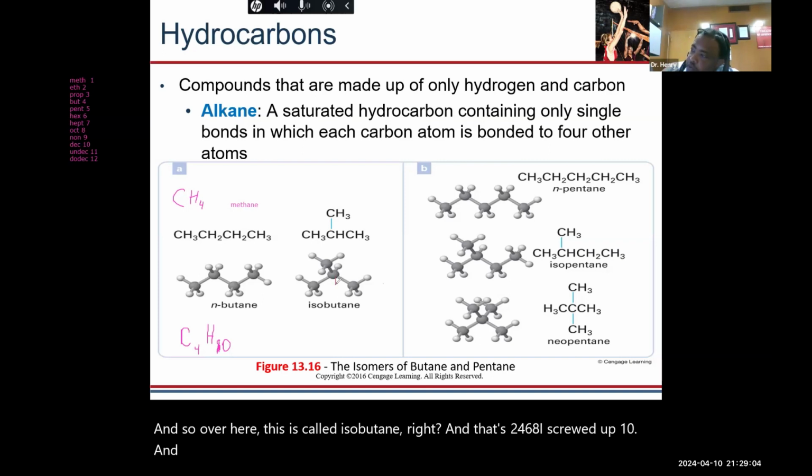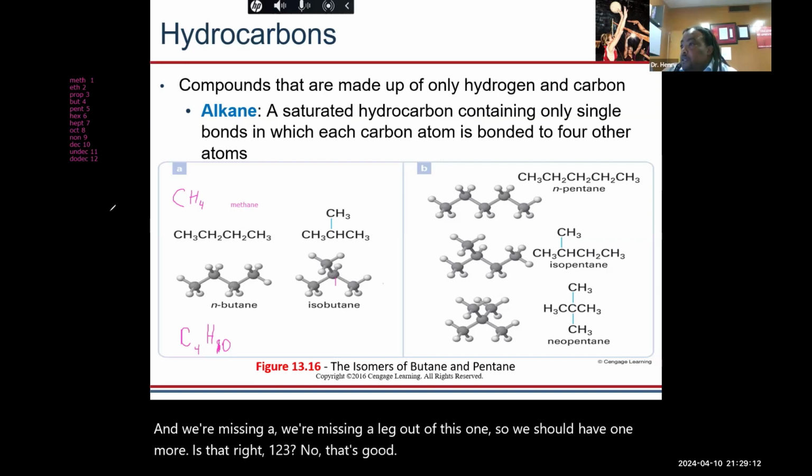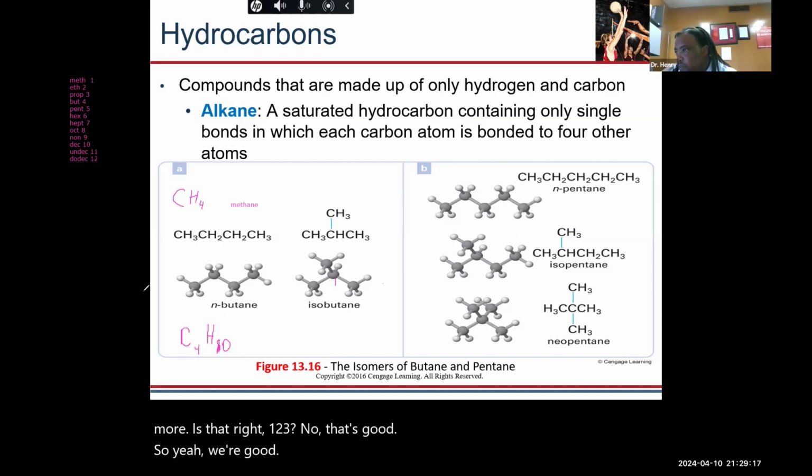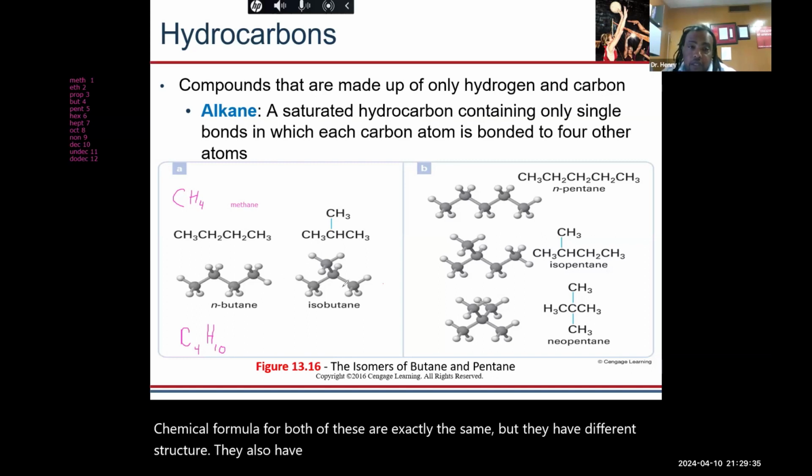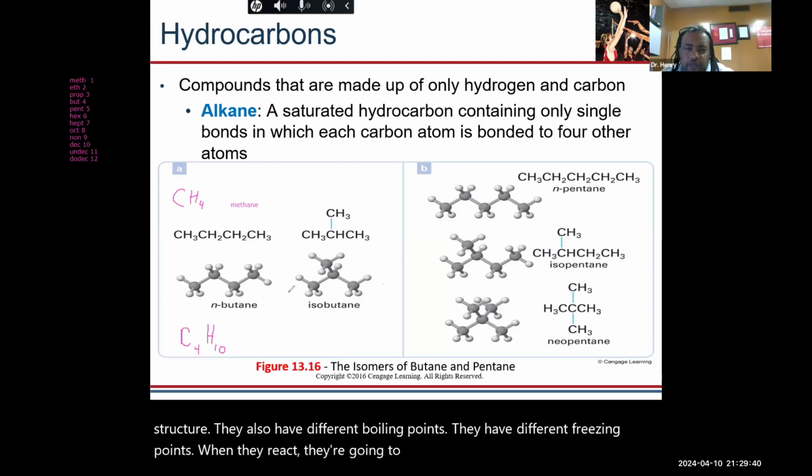And we're missing a leg out for this one. We should have one more. Is that right? 1, 2, 3. No, that's good. So yeah, we're good. 2, 4, 6, 8, 10. Okay. So the chemical formula for both of these are exactly the same, but they have different structures. They also have different boiling points. They have different freezing points. When they react, they're going to react slightly different from each other.